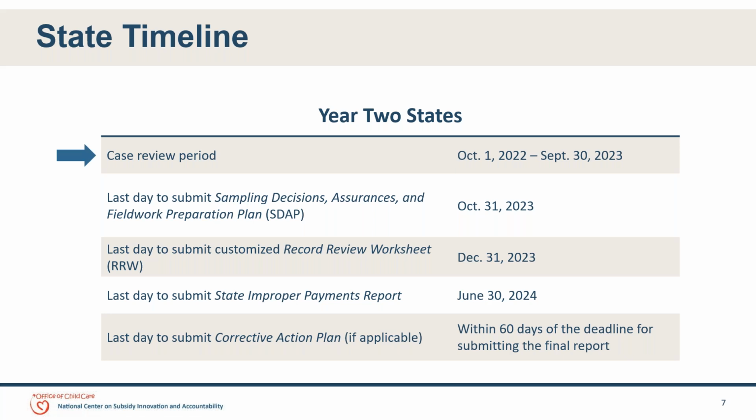So this first line displays the case review period, which I mentioned we're currently in. The last day to submit your Sdap is October 31st of 2023. And the last day to submit your customized worksheet is on December 31st of this year. The state improper payments report is submitted on or before June 30th of 2024. And if you are required to submit that corrective action plan, if your error rate exceeds 10%, that must be submitted within 60 days of the deadline for submitting the state improper payment report.